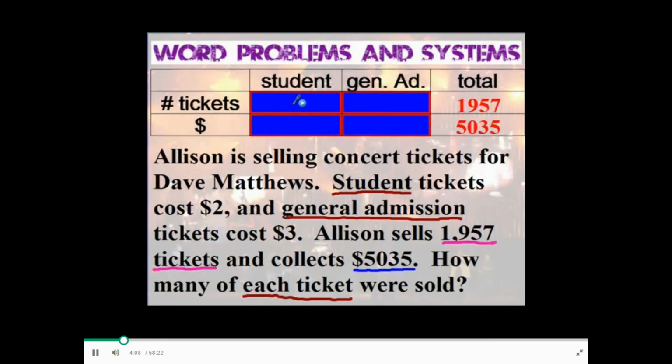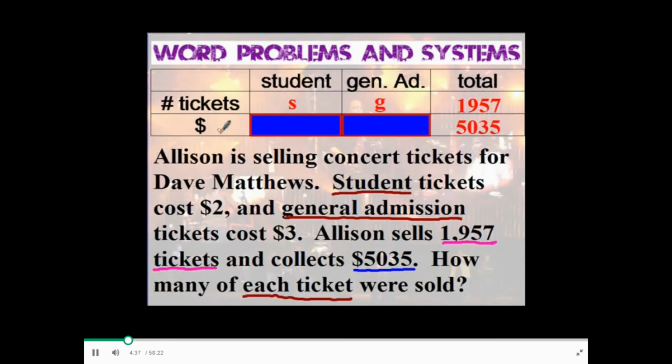All right, now to fill in the rest. What is the number of student tickets that were sold? Think carefully. Go ahead. Correct, we have no idea. So I'm going to put S for the number of student tickets sold. Then general admission. How many tickets were sold that were general admission? Correct again. We don't know. So I'm going to put G for general admission.